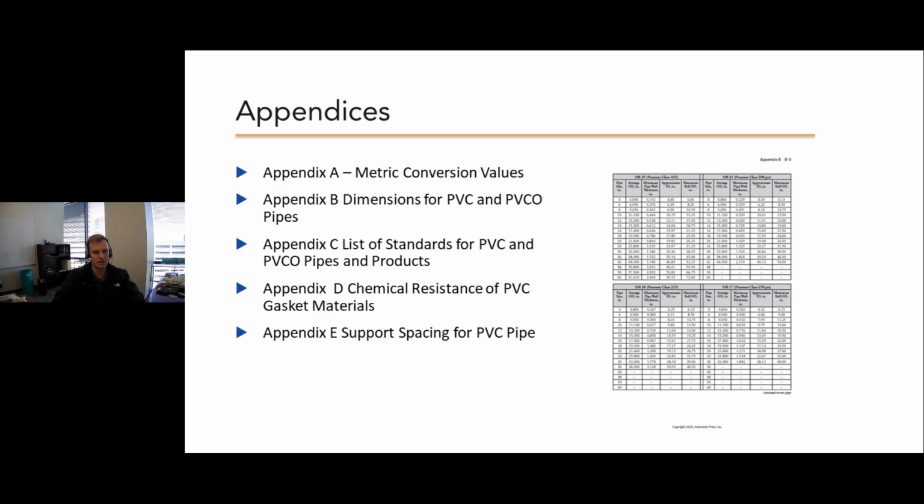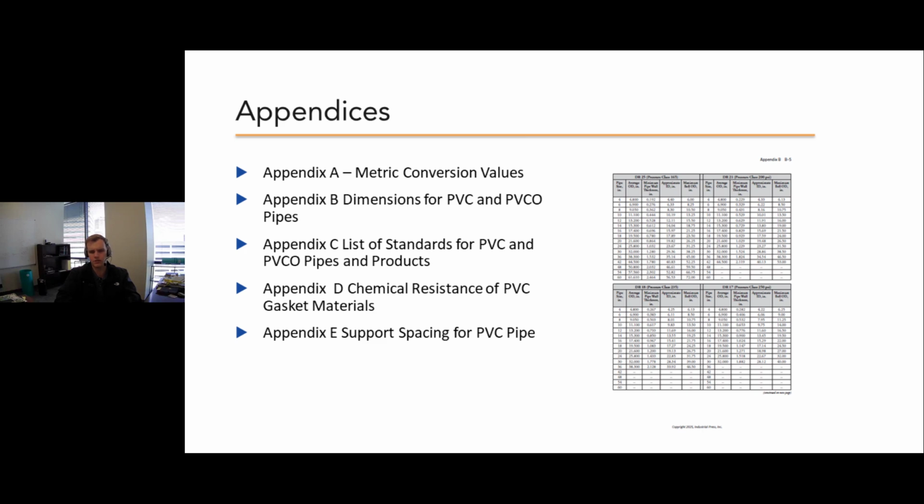A brief overview of what they are. Appendix A is metric conversion values. Most of our values throughout the handbook are listed in English Imperial. Appendix B shows dimensions for PVC and PVCO. Appendix C is a list of standards for PVC and PVCO pipes and products. Appendix D gets into chemical resistance of PVC gasket materials.